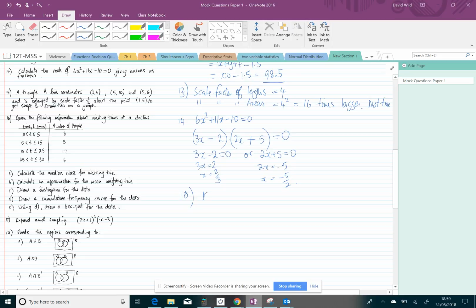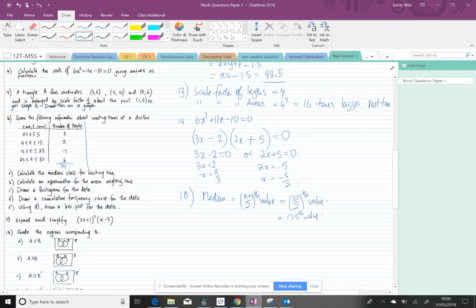Okay, so first of all, the median is the (n plus 1)/2th value. Now, what's n? Well, n is the number of people. So how many we've got here? 11, 11 plus 17 is 28, plus 6 is 34. So there are 34 people. So this is 34 plus 1, which is 35, over 2, half of 35 is the 17.5th value.